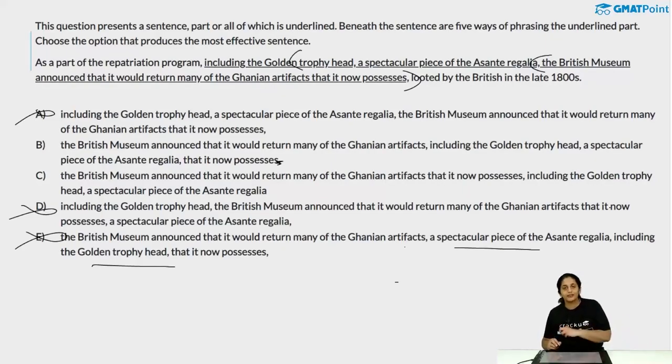Now if you put it at the end of the sentence, it is again a misplaced modifier. The fact that it now possesses that should be closer to the subject, which is the British Museum. After you introduce the golden trophy, etc., it becomes kind of muddy, it becomes unclear what exactly that it now possesses is modifying. So the correct form of the sentence is option C. The British Museum announced that it would return many of the Ghanaian artifacts that it now possesses, including the golden trophy head, a spectacular piece of the Asante regalia. So the correct option to choose is option C. So this is the correct answer.